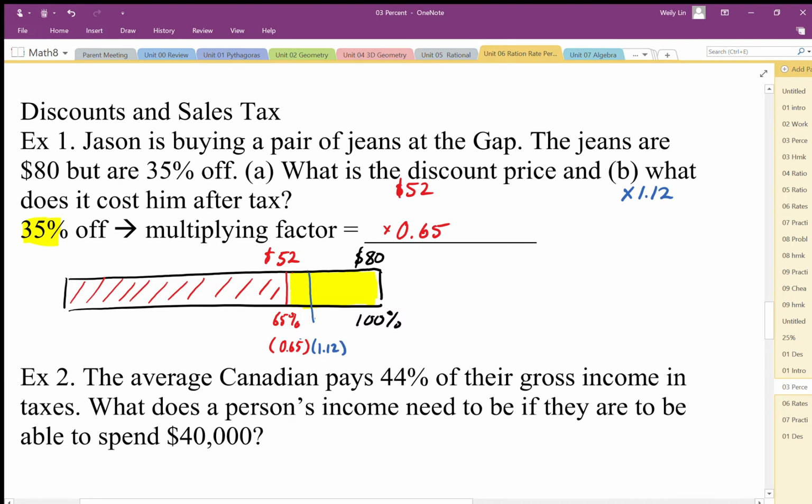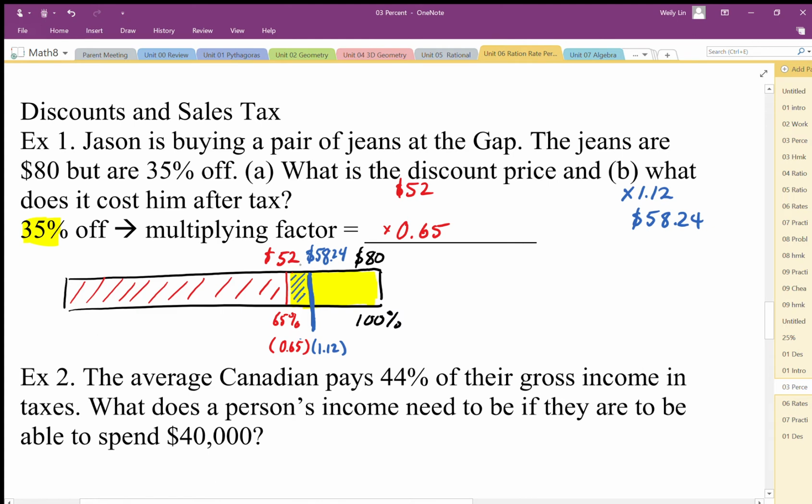Okay, this is our tax price right there. And so when I multiply that together, I'm going to multiply $52 times 112%, and I'm going to end up with 58. It's not $58, but the portion is going to be $58.24. So $58.24.